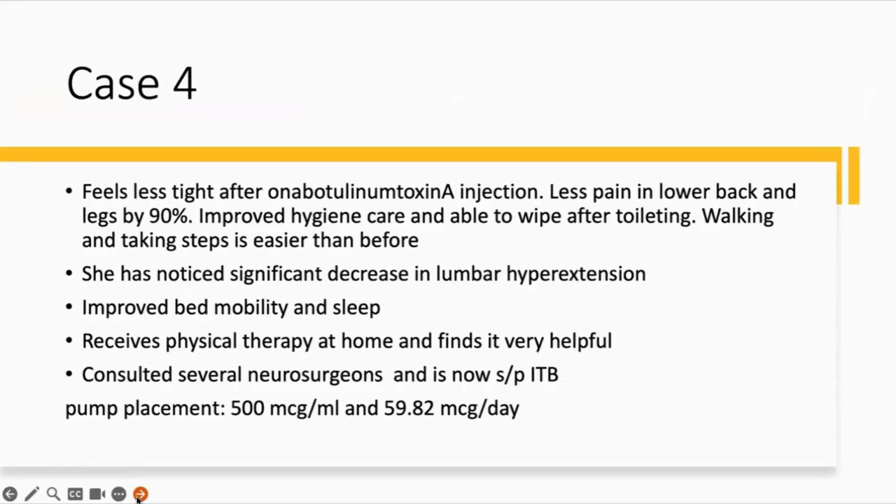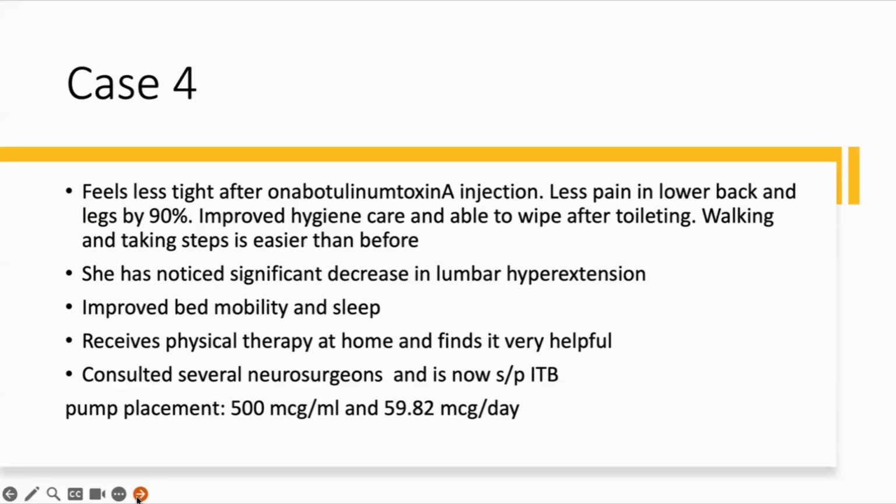So after injection, she felt less tight and also had less pain in lower back and legs by 90%. Improved hygiene care. She was able to wipe after toileting, and walking and taking steps was a little more fluent. And she noticed there was a decrease in her lumbar hyperextension, improved bed mobility and sleep. And she has started receiving therapy at home.